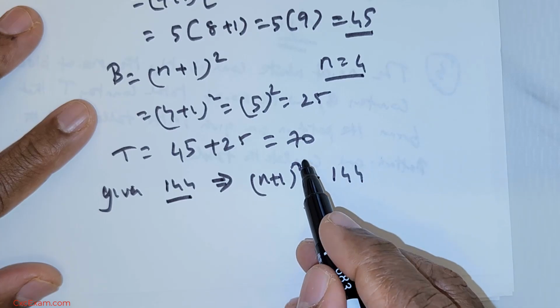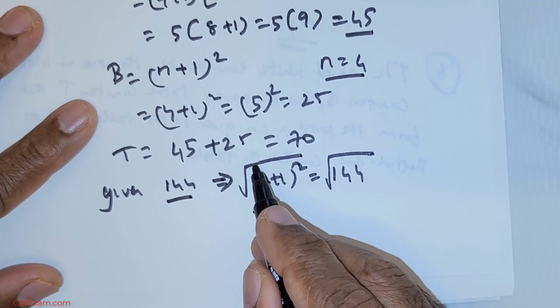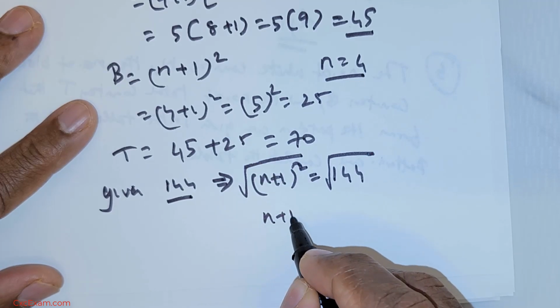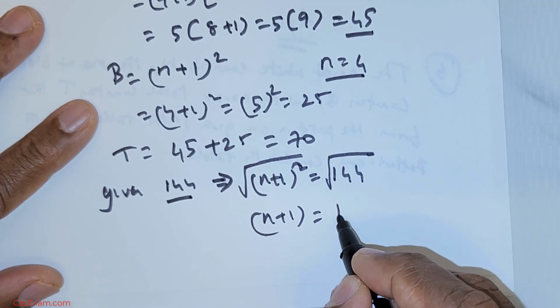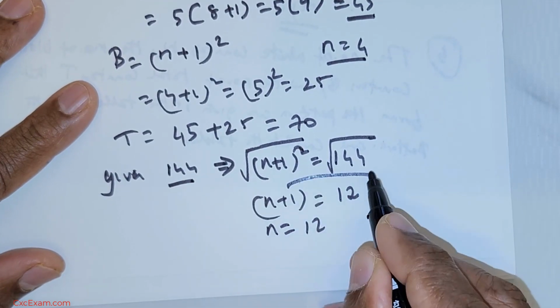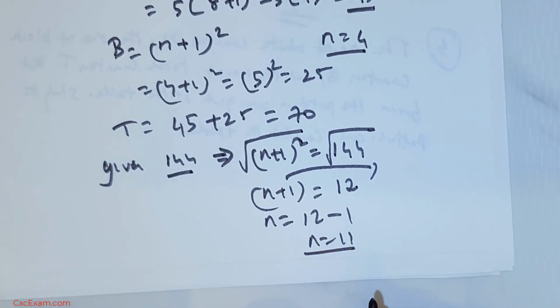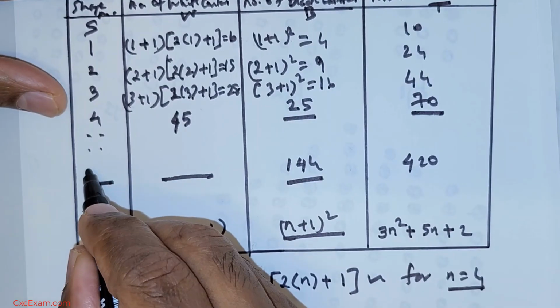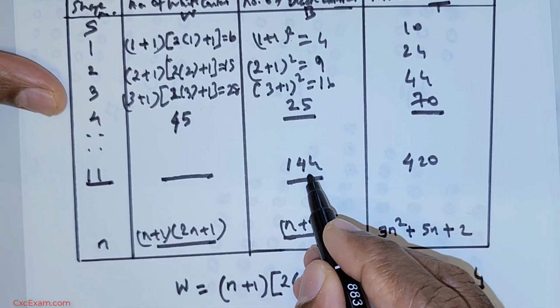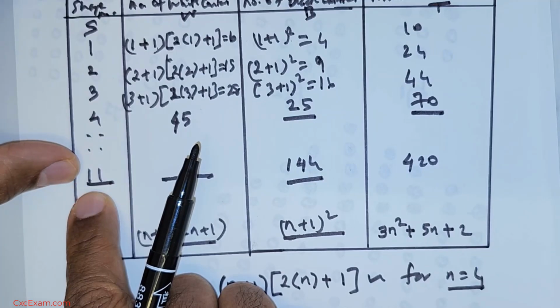Now we take square root on both sides. So taking square root on both sides, what do we get? The square root and the square get cancelled. You get n + 1. But square root of 144 is 12. So this means n + 1 is equal to 12. You push this 1 to the other side, you get negative 1. So n is equal to 11. So this shape is actually obtained for figure 11.